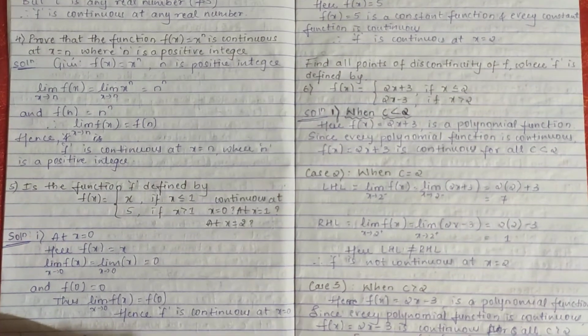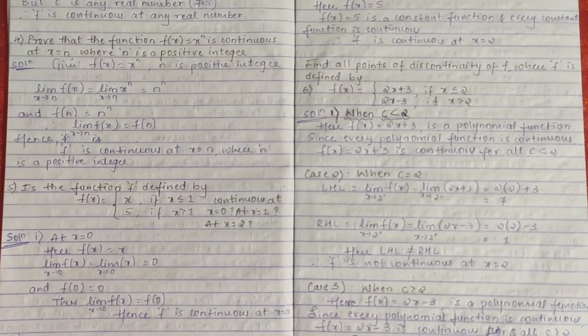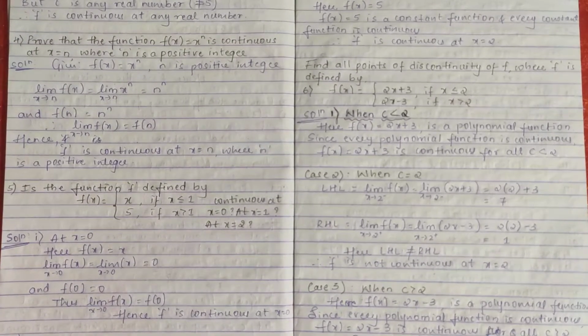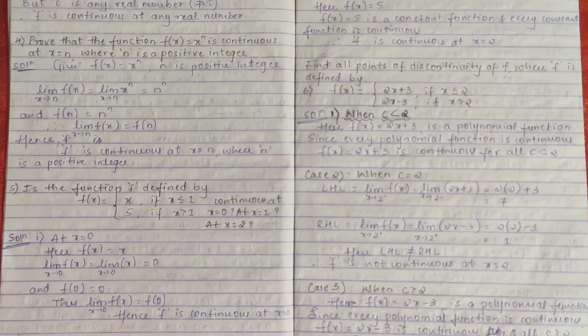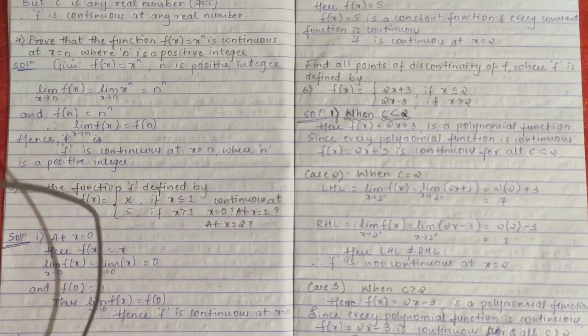Hello students, so we are going to continue with the exercise part. So the fourth problem is: prove that the function f of x is equal to x to the power n is continuous at x is equal to n, where n is a positive integer.